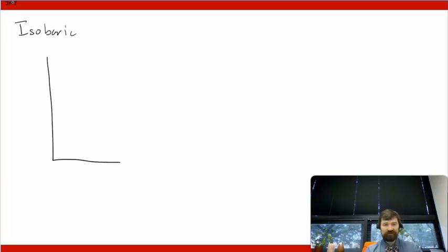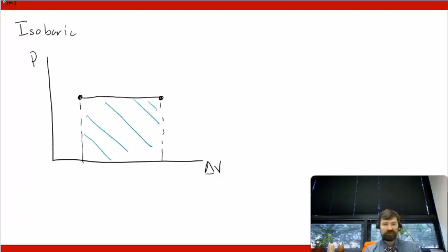If you have an isobaric process, here's my volume axis, here's my pressure axis. You're basically changing volume from one to the other, like so, with a constant pressure. So my final and initial pressure is the same. If I was to figure out how much work is being done, this area would be essentially the height of the rectangle, which we could call P, times the width of the rectangle, that would be delta V. And so work is P delta V.